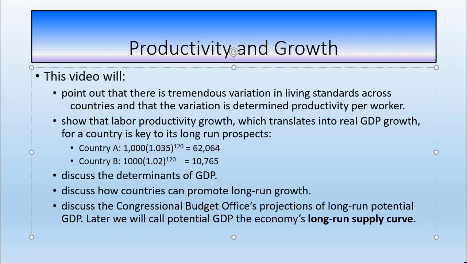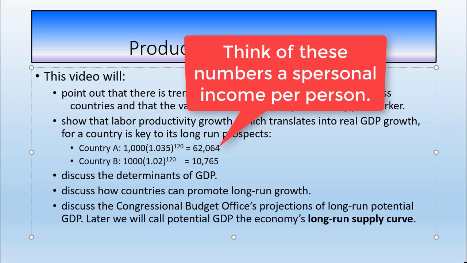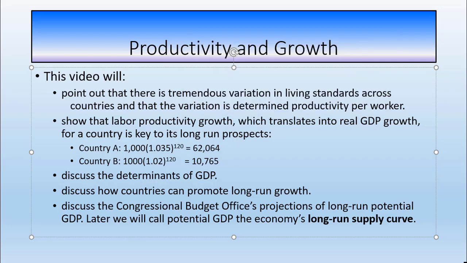Take country B, for example, also. They have $1,000 in GDP 120 years ago, real GDP. They grow at only 2%. Now, that's only a 1.5% difference. They compound out for 120 years to $10,765. So it's about $62,000 to $11,000. That's a huge difference in GDP and the standard of living. And it's only associated with a 1.5% difference.